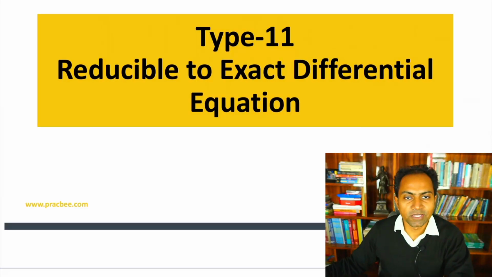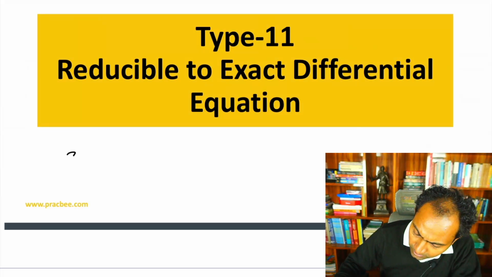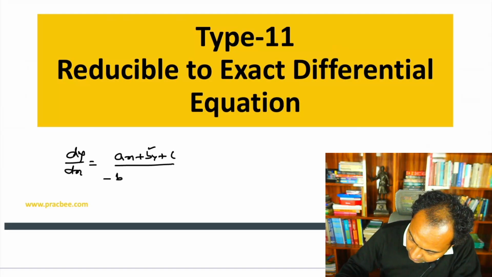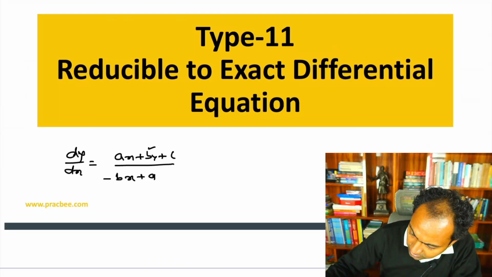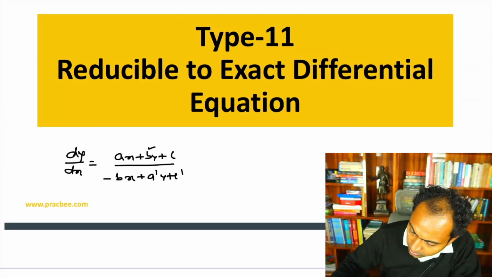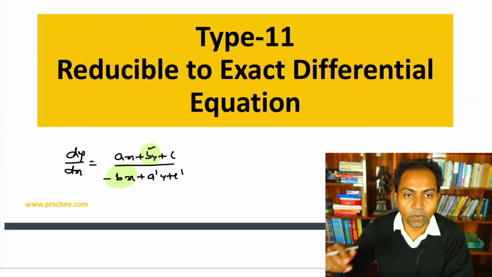Now type 11 is equations reducible to exact differential equation. A very typical form is asked, dy by dx is equal to ax plus by plus c. And now here in the first term, you will find the same coefficient but with different sign. The remaining terms can be separate. There is no issue with the remaining terms. So I can write a dash y plus c dash. There is this combo that you need to watch out for in this kind of question, because we'll see what happens when this kind of combo appears in the next question.